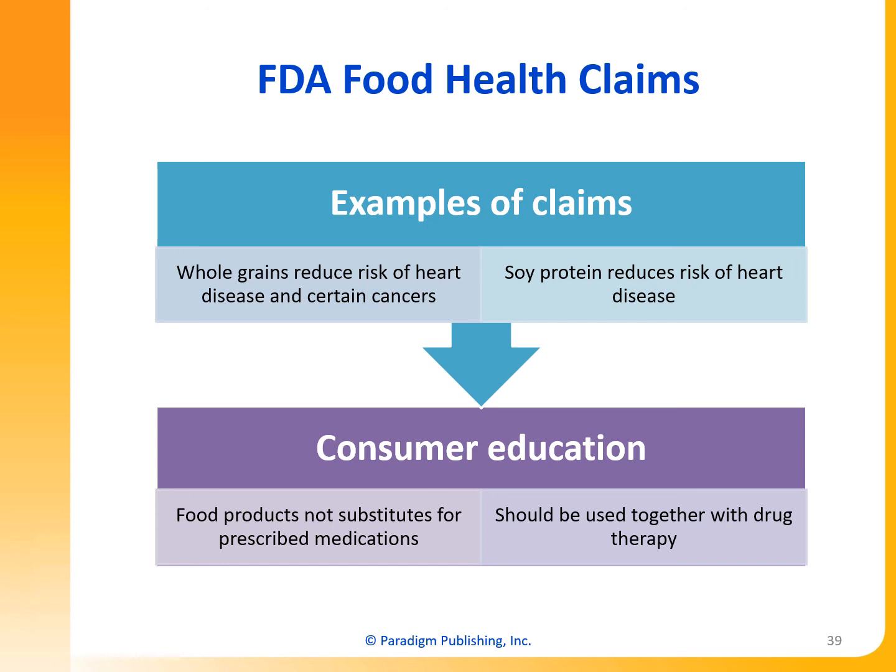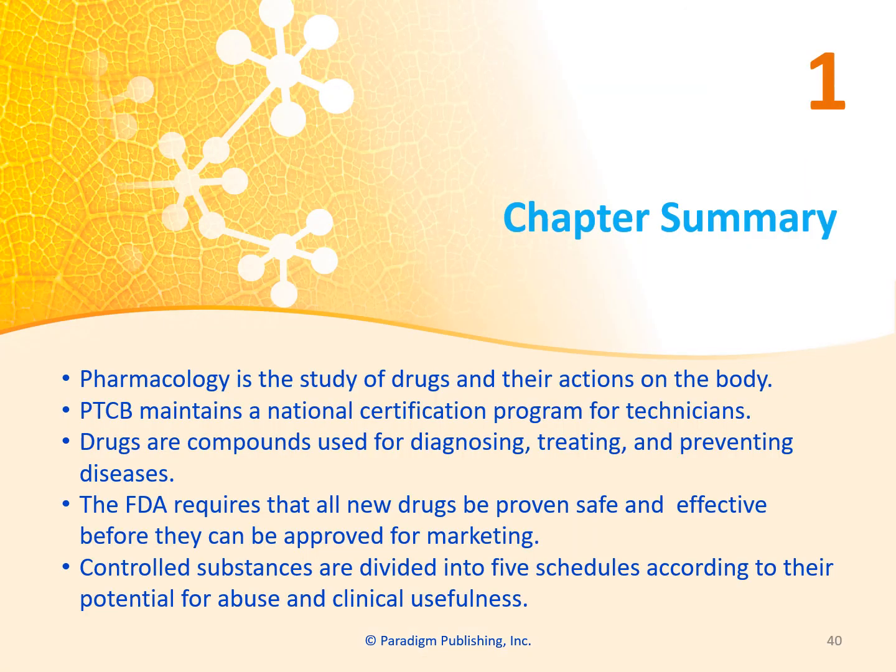So there's different claims that the FDA has to deal with. For example, whole grains reduce the risk of heart disease and certain cancers, which is true. But on the consumer education side, you have to know that food products are not substitutes for prescribed medications. Same with soy protein reducing the risk of heart disease. It should be used together with drug therapy. All right, that's the end of chapter 1.